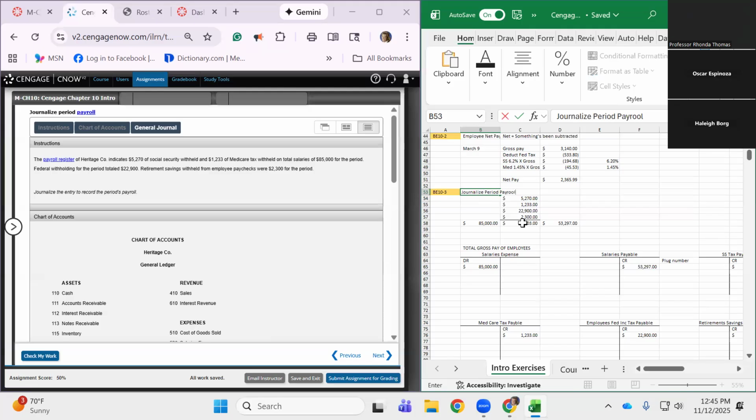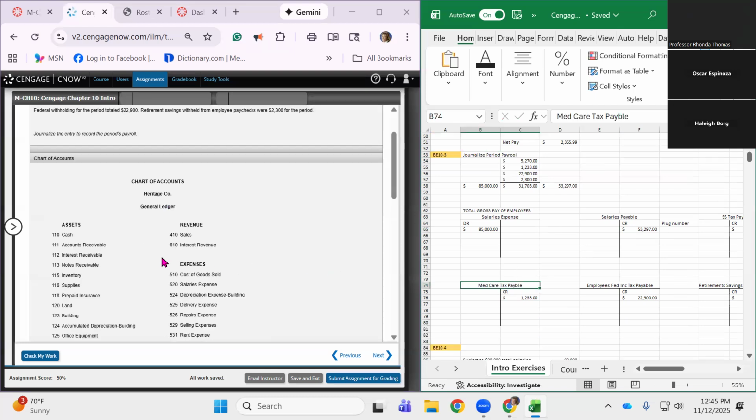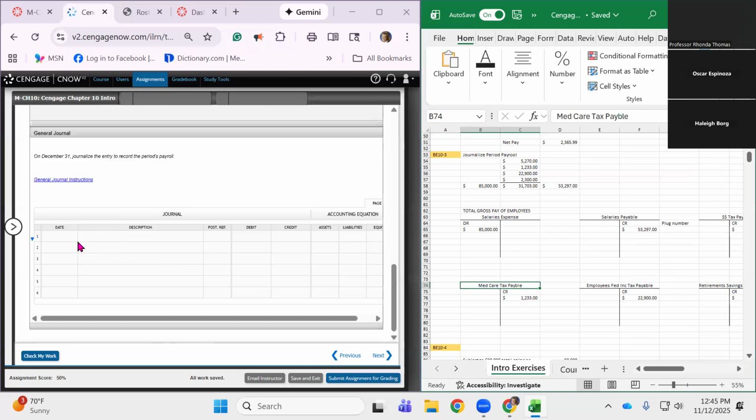But we're not paying people yet. We're putting the pay that will go to them in this payable. And then when payday rolls around, we will back this out of here with a debit and credit cash. Okay, so let's see if we can put this in now. This is December 31st. So let's put this in, December 31st.